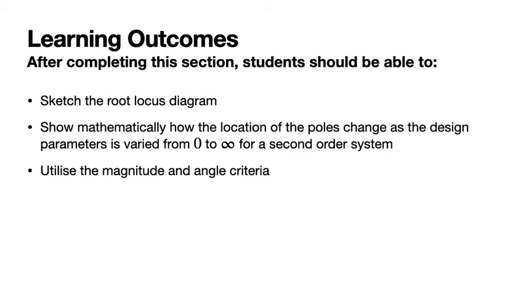Okay, so this is the second part, the one that we mentioned earlier regarding the characteristic equations. We're going to look at how the positions of the poles change if we vary the parameter k, the gain of the system.